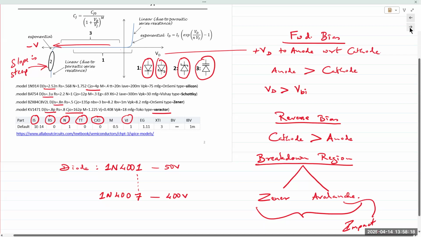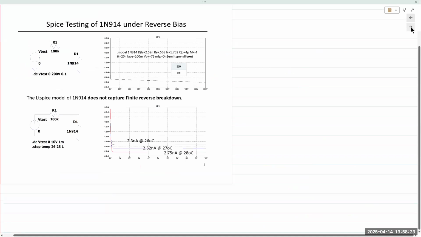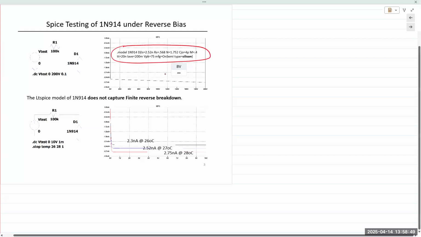And then I want to wrap up with the next slide, which shows some SPICE testing results of the 1N914 diode. If you model the 1N914, you provide some input from the manufacturer's data sheet, and you run a simulation in reverse bias, the LTSpice model will show that it does not break down at all. So it's not able to capture the finite reverse breakdown of a 1N914 diode.